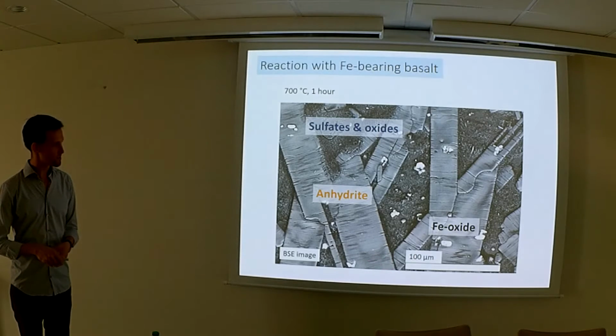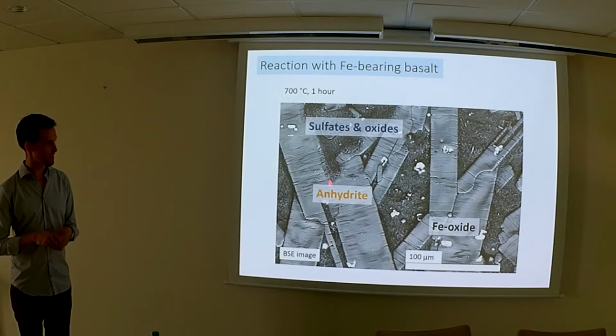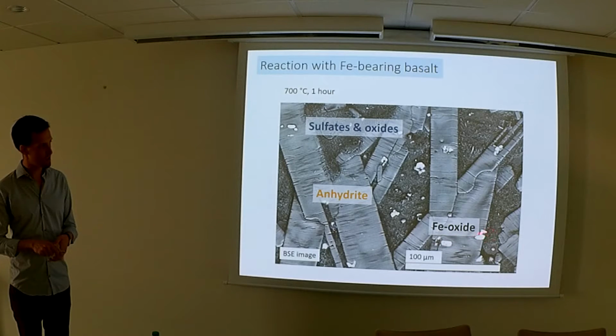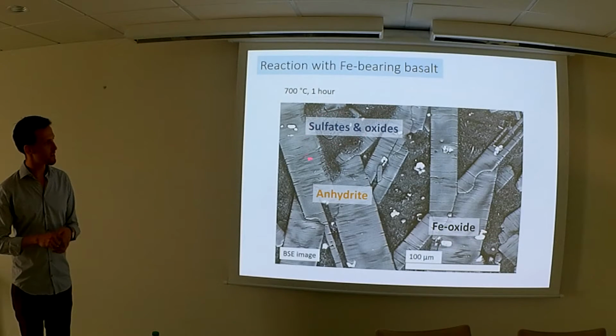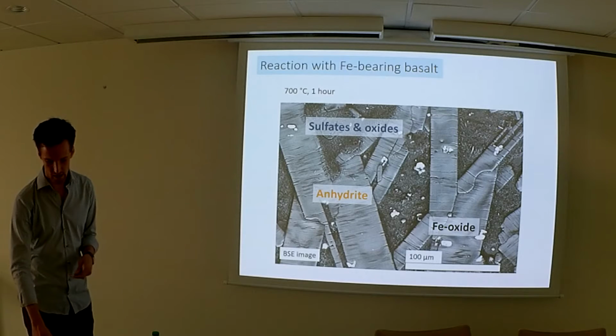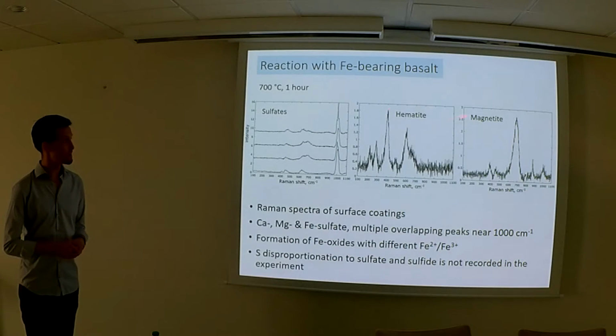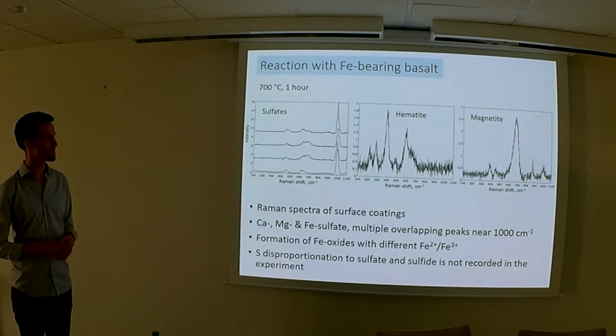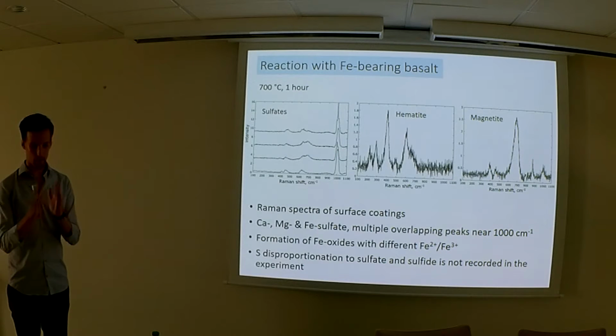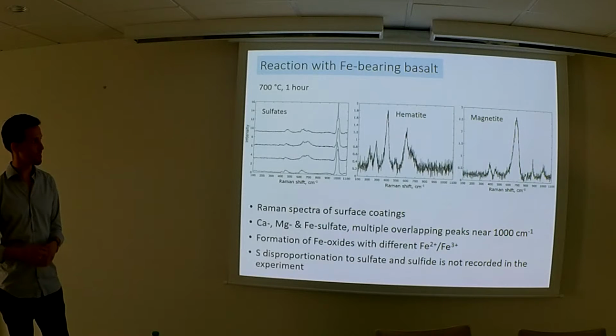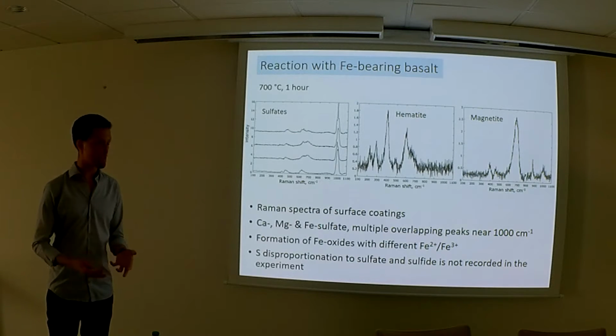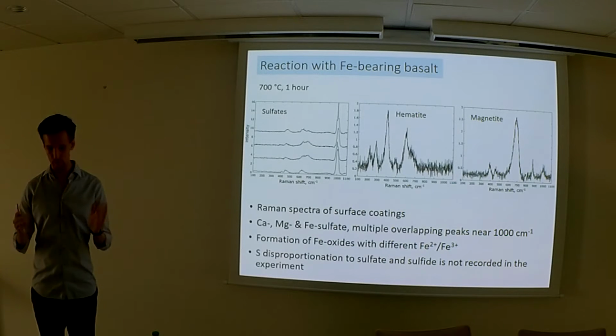In turn, we get these enormous large anhydrite crystals on this particular sample, with a length of multiple hundreds of microns. We get fairly large oxides after 1 hour, that is, and we get a mixture of sulfates and oxides in a fine-grained matrix. Among the oxides, we have both hematite and magnetite, mainly magnetite, but some hematite. We get a range of different sulfates, so the peak positions, there are multiple peaks, which is because of the presence of metals in the sulfates themselves, which broaden those peaks.